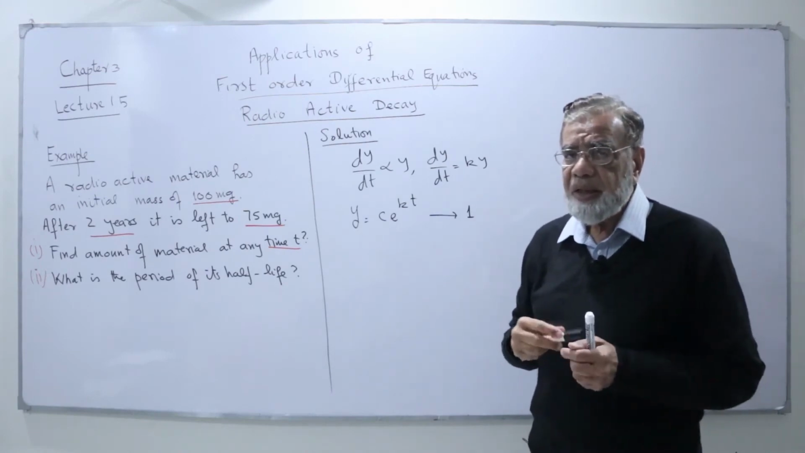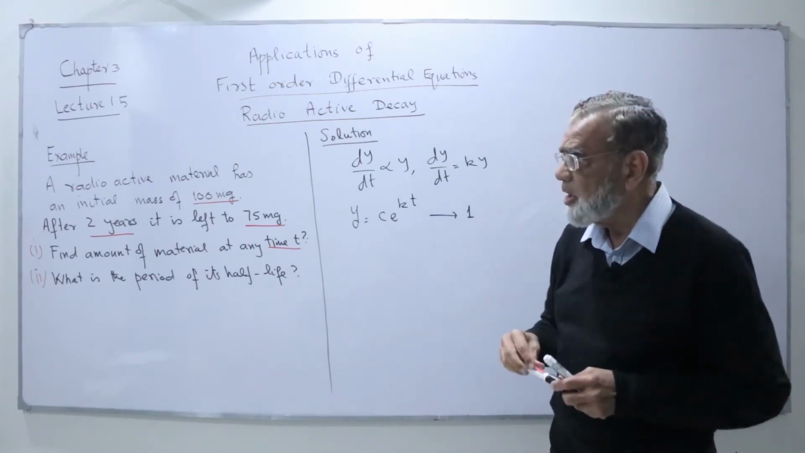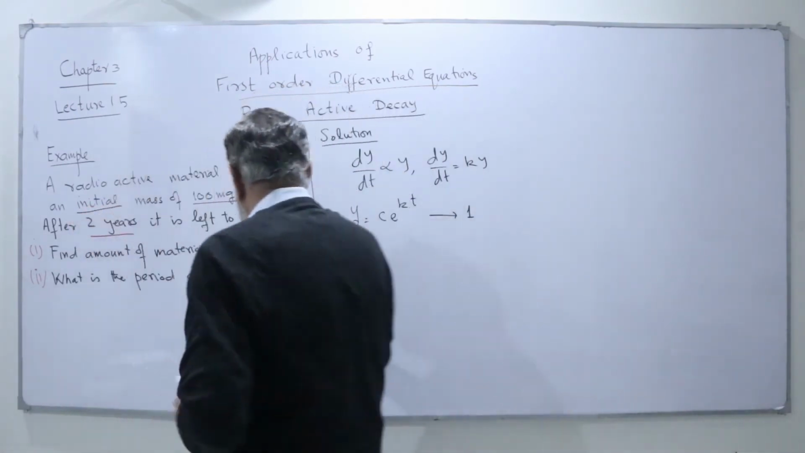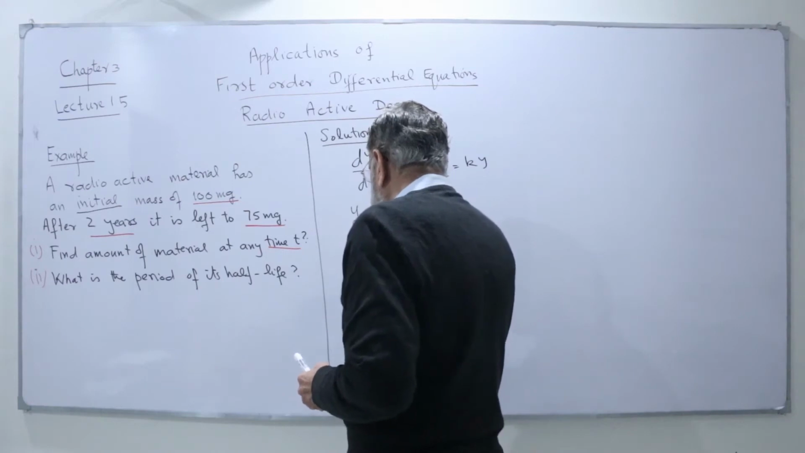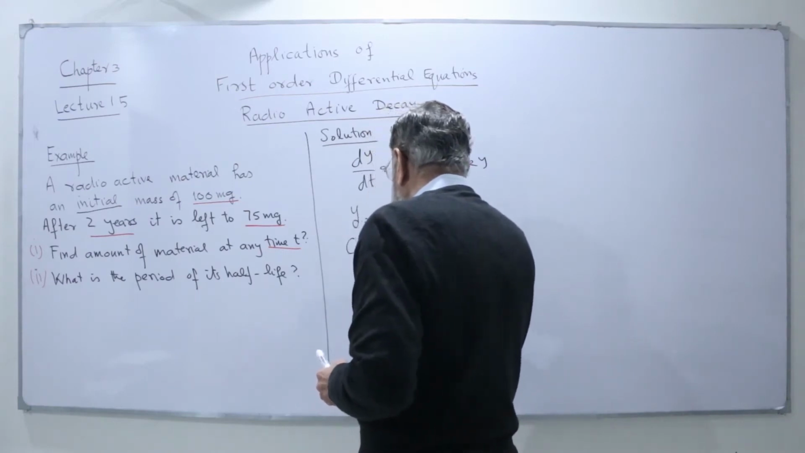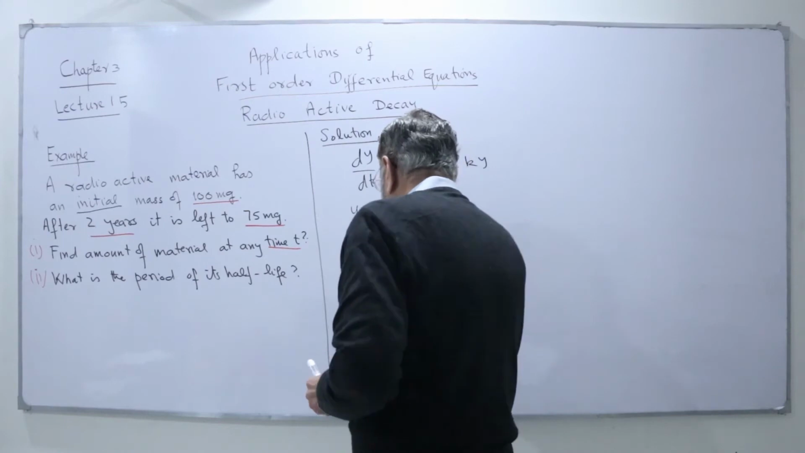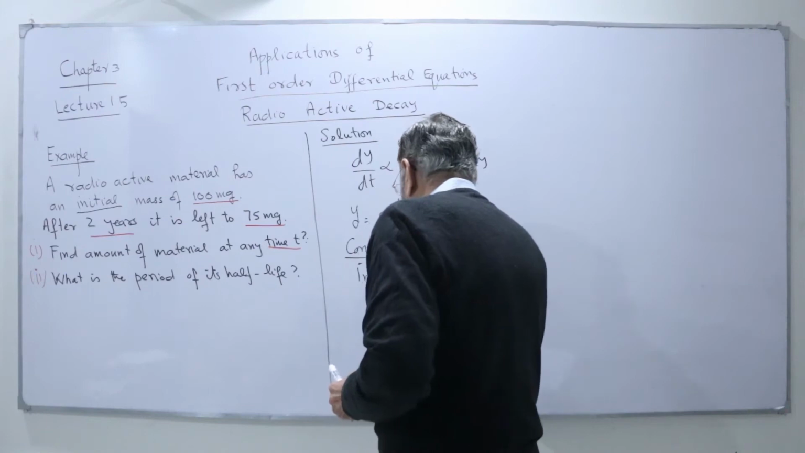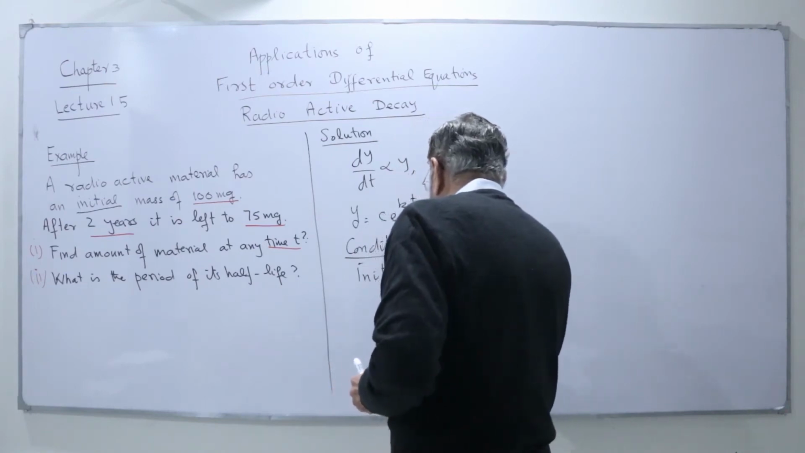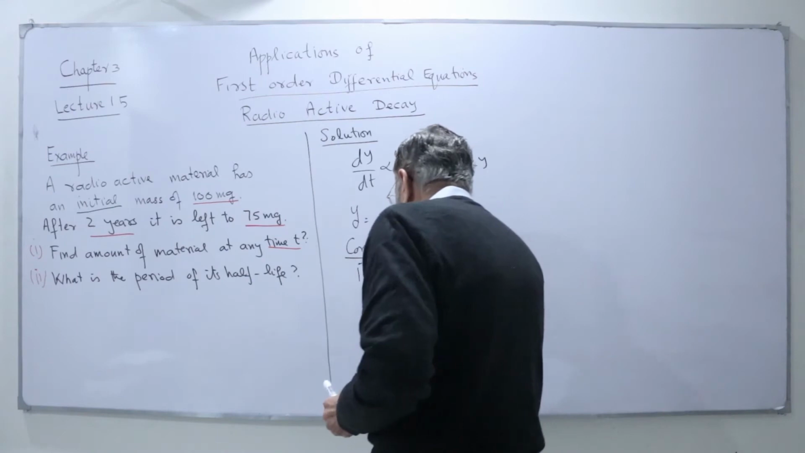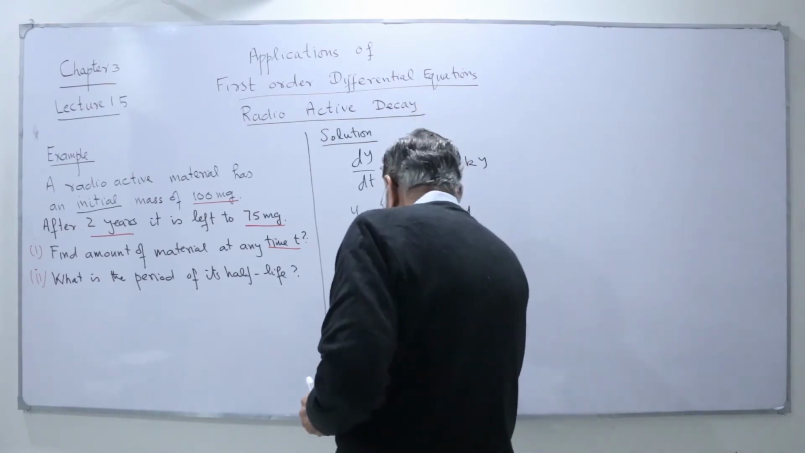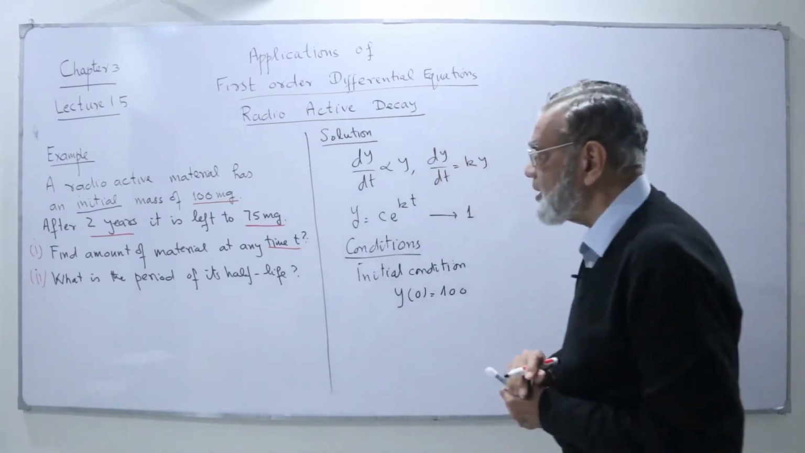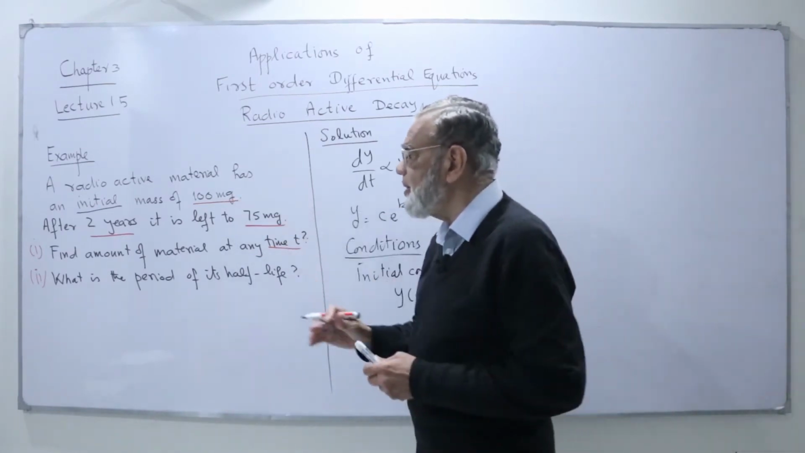Now to find the complete solution, I need two conditions. We can see here the initial mass is given to me, at t = 0. So the first one is our initial condition. With the help of the initial condition, we are able to find our constant of integration. We have here y at t = 0 is equal to 100. This is the condition given to us: the initial mass is 100 milligram.